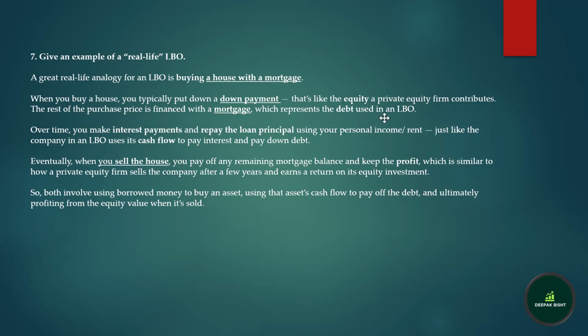The third would be income, personal income or rent. Rent from tenants, or personal income, would be equal to the operating cash flow of the business. You use the rental income to pay your mortgage interest or payments. In an LBO, the company's operating cash flows are used to service the debt, the interest first, then the amortization.